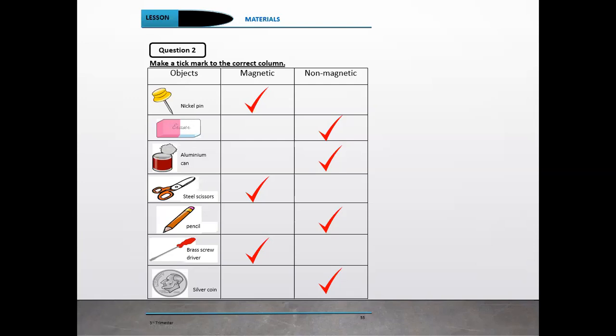Steel scissors, it is magnetic because it's made of steel. Pencil, non-magnetic because it is made of wood. The brass screwdriver, this part will be magnetic because it's made of iron or steel, and this part will be non-magnetic because it's made of plastic or rubber. Okay, the last one, silver coin, it will be non-magnetic because silver is non-magnetic.